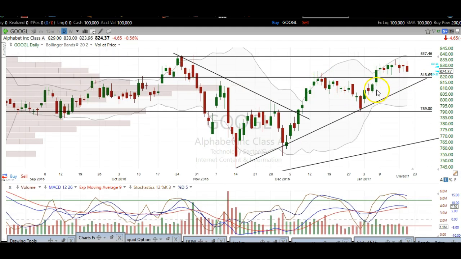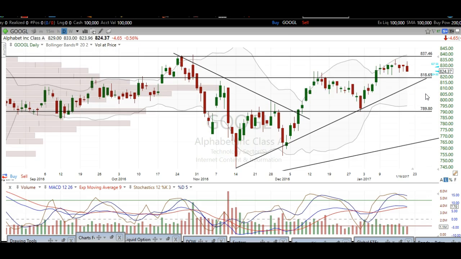If you're bullish on Google here, in the short term, if it breaks this trend line, more than likely we're going to come down and fill this gap here at about 795. More than likely it's going to get a bounce because we are in a nice uptrend here for Google.